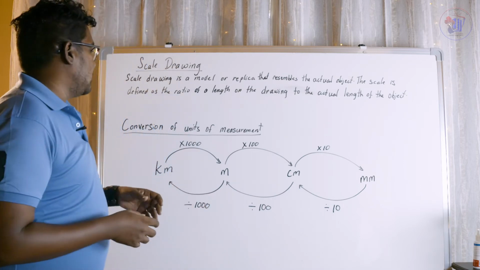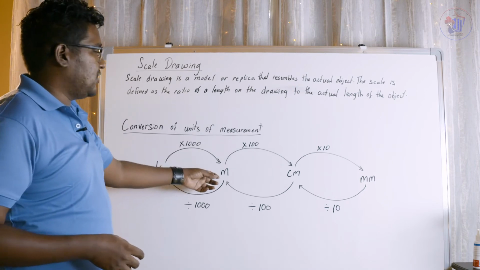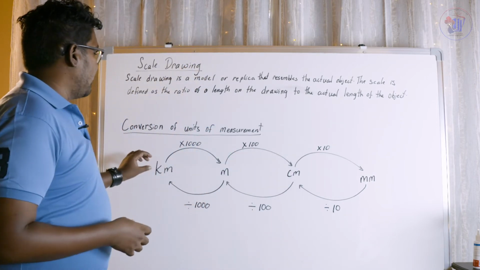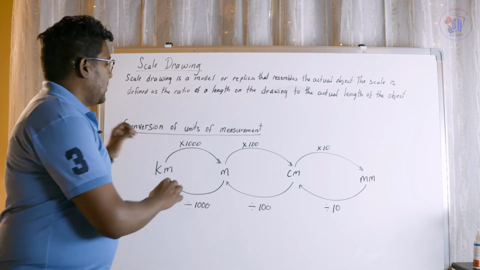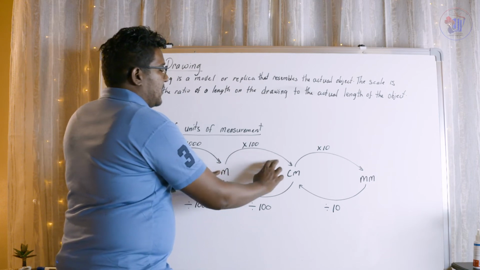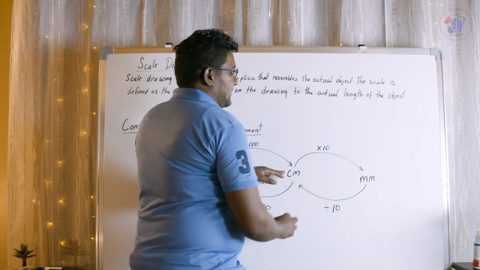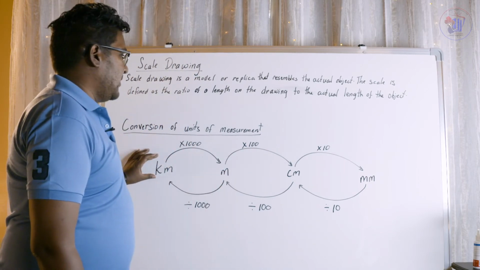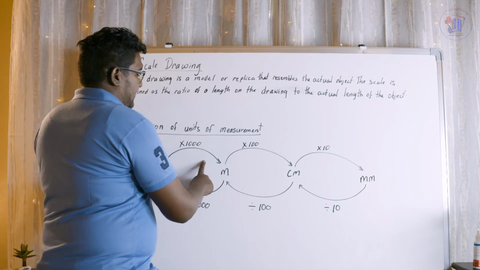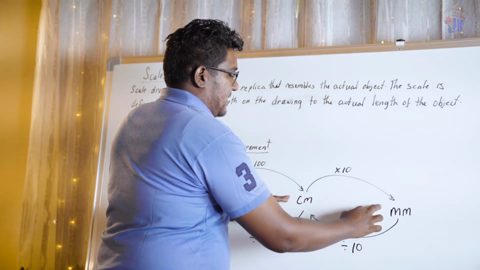Now, when doing scale drawings, we have to use the units of measurement, and you have km, like kilometers, meters, centimeters, and millimeters. And you have to understand the conversion of these units. So if you're converting from kilometers to meters, you multiply by 1,000. If you're converting from meters to centimeters, you multiply by 100. And if you're converting from centimeters to millimeters, you multiply by 10. So when you're moving from a larger unit to a smaller unit, we multiply.